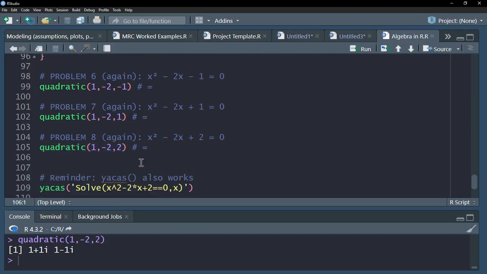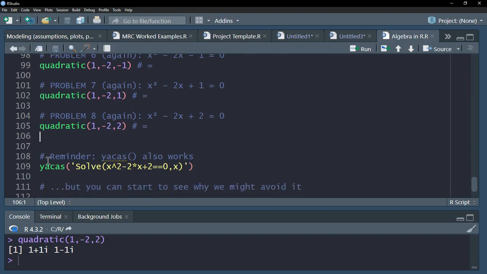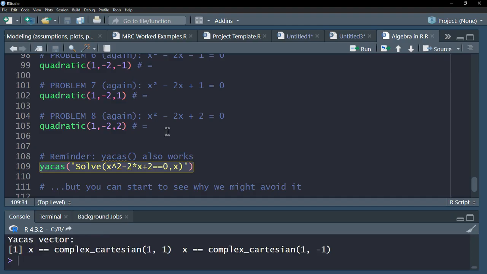Okay, and then as a quick reminder, we can still use yakas to solve this. So which one are we solving? Let's say we're solving something like x squared minus 2x plus 2 equals 0. Solve for x. If we use this, it gives us the answer in imaginary terms. So it says it's giving us something complex. The first value is 1 plus I. The second value is in the second dimension. So that's up 1 is I.